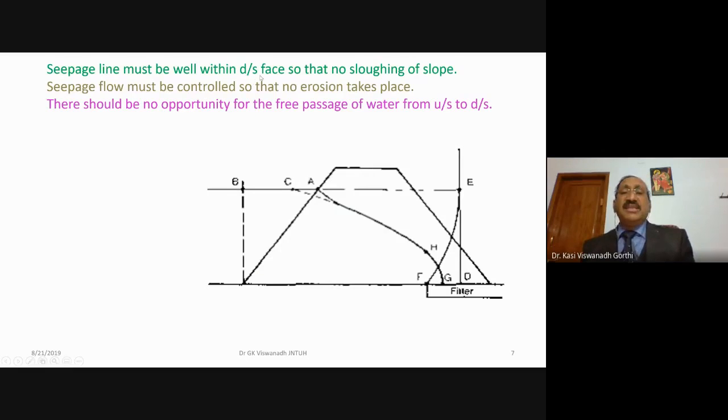The seepage line must be well within the downstream face so that no sliding of the slope takes place. So the seepage line, or the top flow line, or the phreatic line, by providing a filter, is seen to it that it will not cut the downstream face. Seepage flow must be controlled so that no erosion takes place, and there should be no opportunity for free passage of water from upstream to downstream. If the filter is not provided, there is every possibility that the water may flow from upstream to downstream. To avoid that, a filter will be provided at the toe portion, so that the seepage line will not cut the downstream face, but it will cut the base at some point like this.